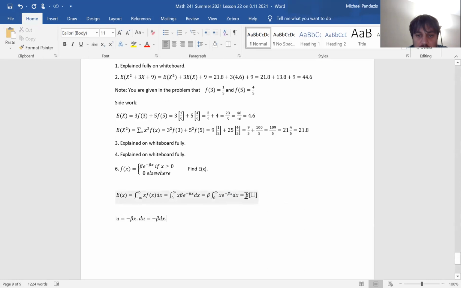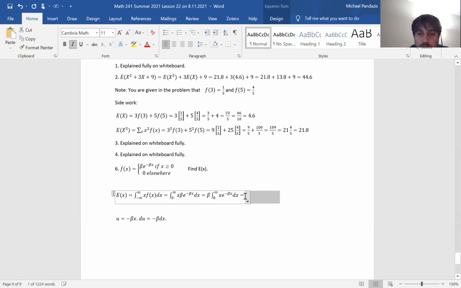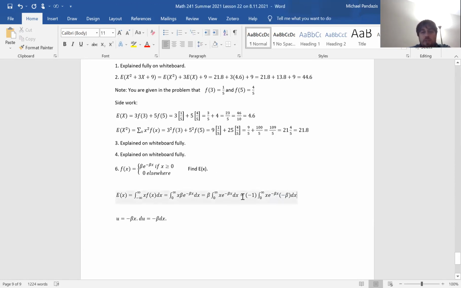Okay, so we have a beta here already. So what we want is, if we have this integral and we have beta, but I want a negative beta. So I'm going to put a negative beta here and then a -1 here. So what I did was I multiplied it by -1 twice. I have a -1 on the outside and a negative on the inside.